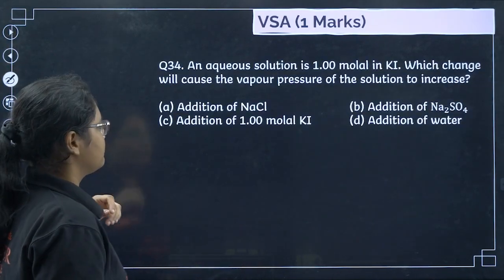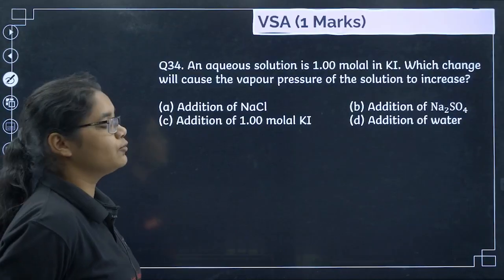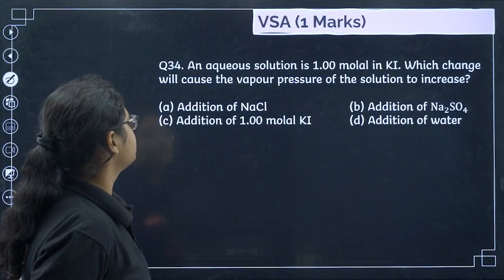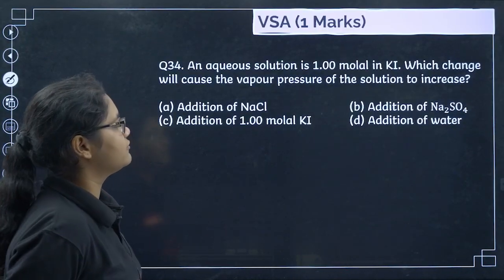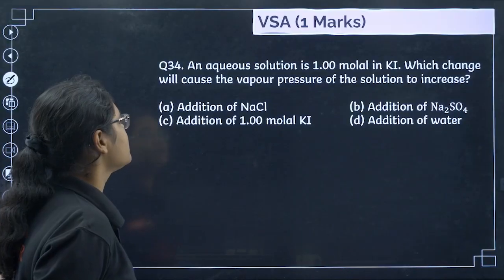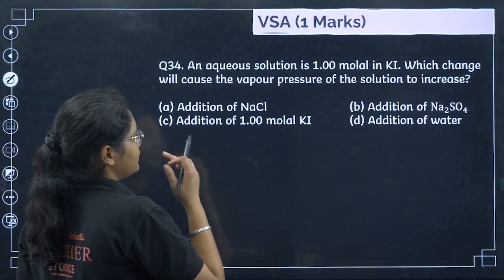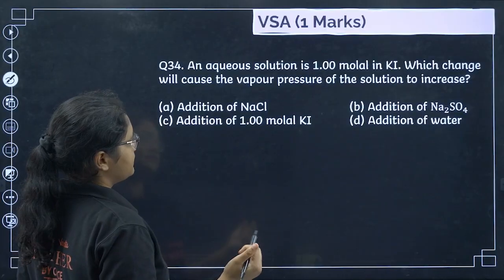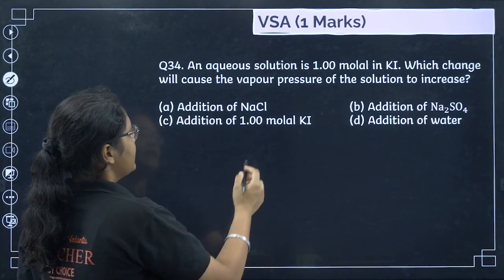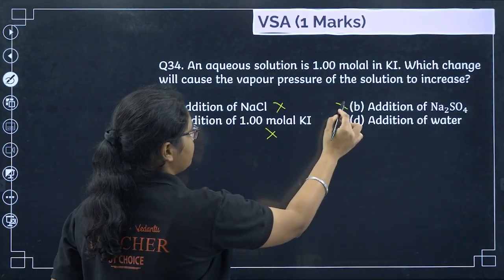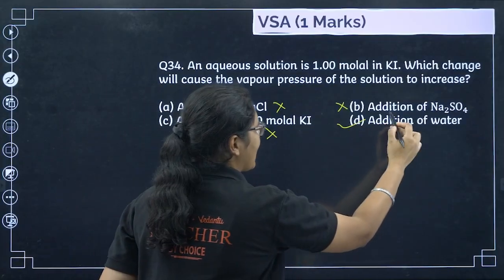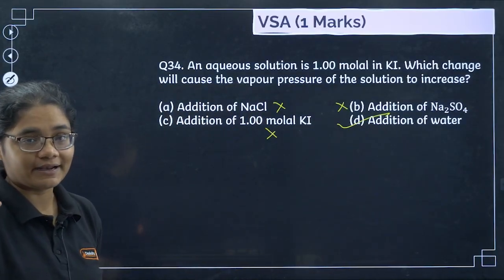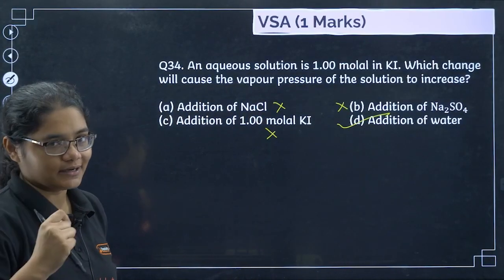Moving to question number 34, an aqueous solution is 1 molar in KI. Which change will cause the vapor pressure of the solution to increase? Okay, an aqueous solution is 1 molar KI. And which change will cause the vapor pressure of the solution to increase? If you add any of the solute, the vapor pressure will decrease. But if you add water, more vapor will be created, so vapor pressure will increase.